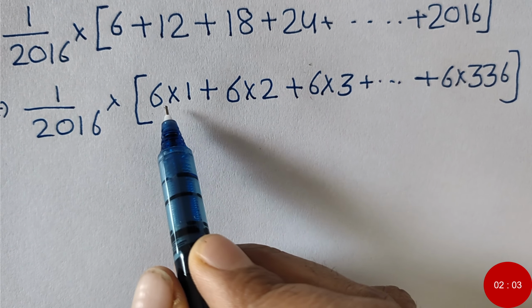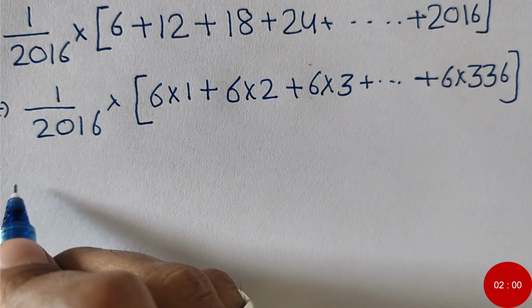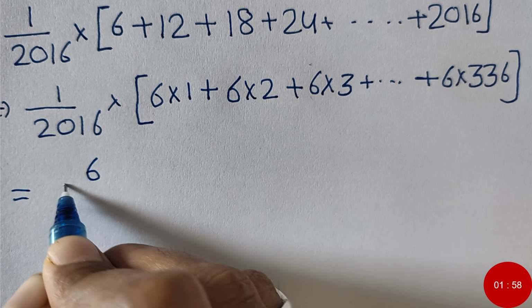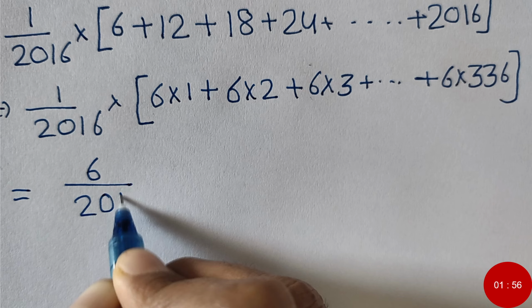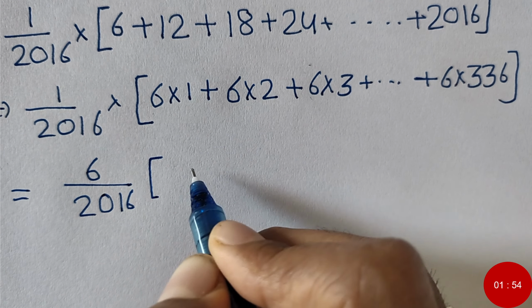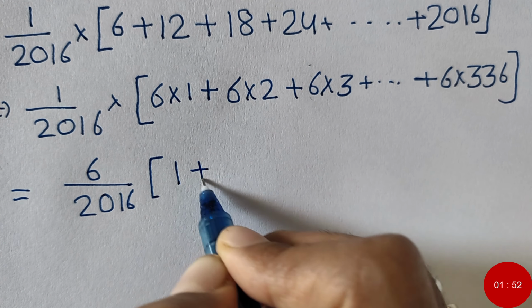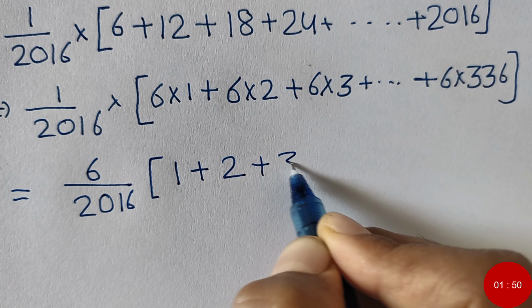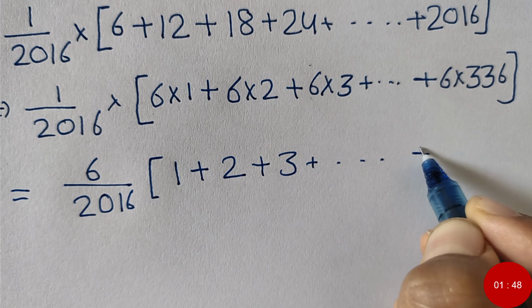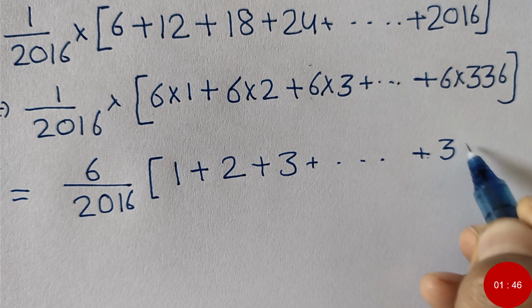Now, by taking 6 out of the bracket, we will get 6 upon 2016, and inside the bracket we will get 1 plus 2 plus 3 till 336.